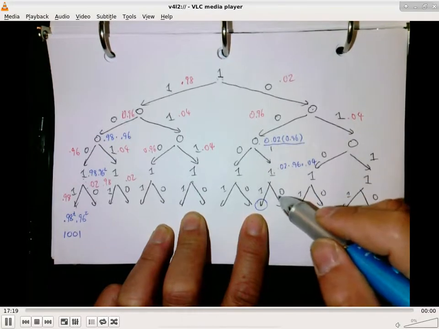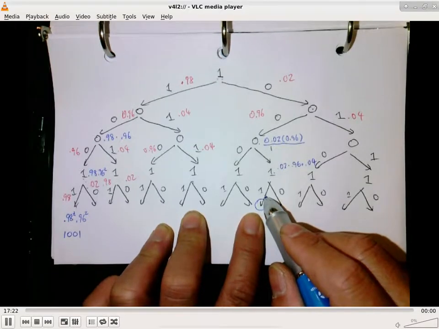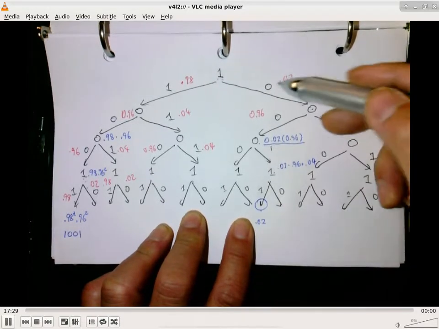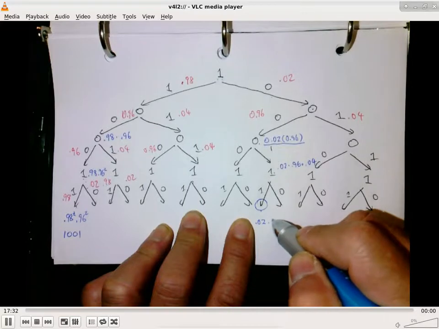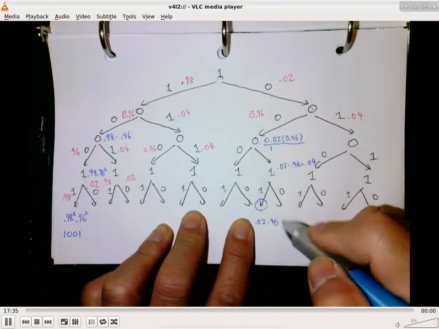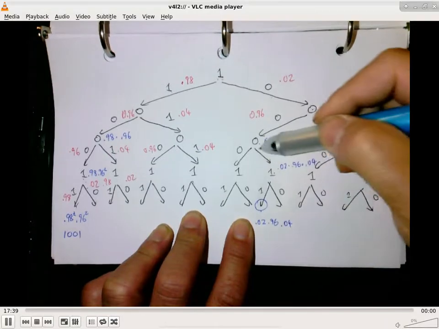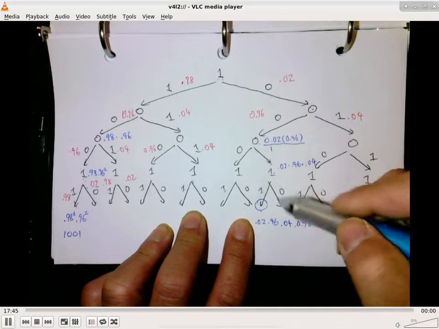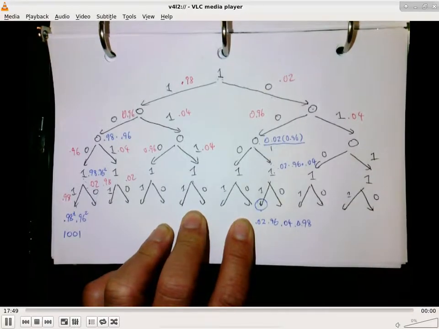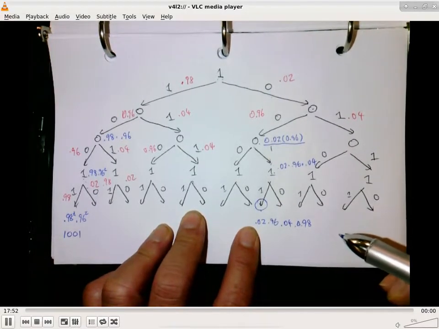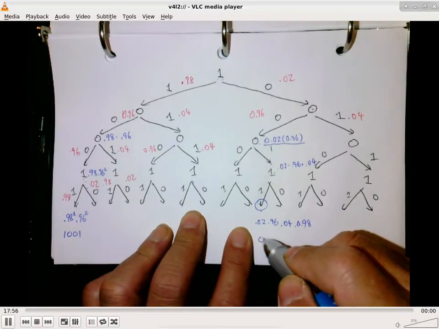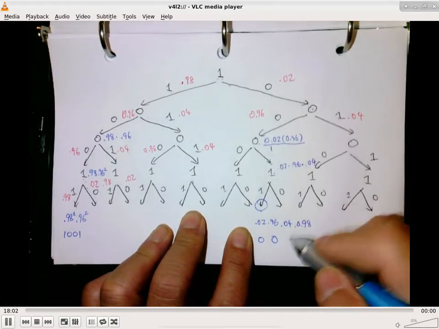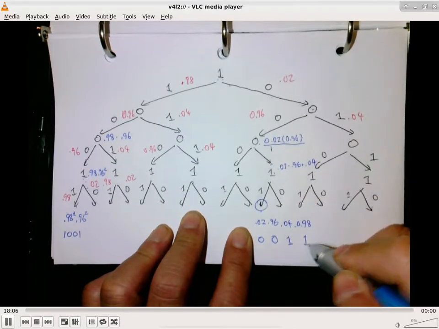So now we have this last one here. This last one is a 1 received correctly as a 1, which is 0.98. So the probability of landing here is 0.02 because of this branch, times 0.96 because of this branch, times 0.04 because of this branch, times 0.98 because of the last branch here. But what are we receiving? It is the probability of receiving a 0 because of this branch, a 0 because of this branch, a 1 because of this branch, and a 1 because of the last branch here.